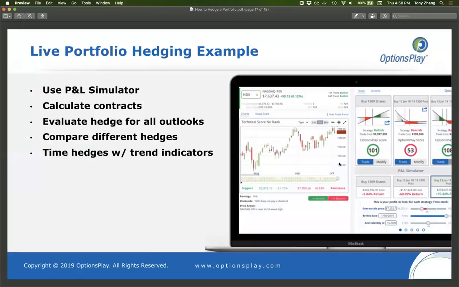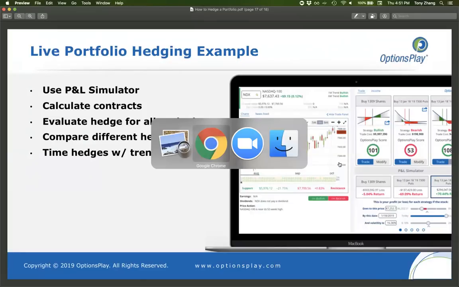So lastly, let's go ahead and use our live portfolio hedging using OptionsPlay. We're going to use the P&L simulator. I want to show you how to calculate the number of contracts, show you how to evaluate the hedge for all different types of outlook on the market, help you compare the two different hedges, and then lastly, show you a little bit about timing the hedges with the trend indicators that we have.